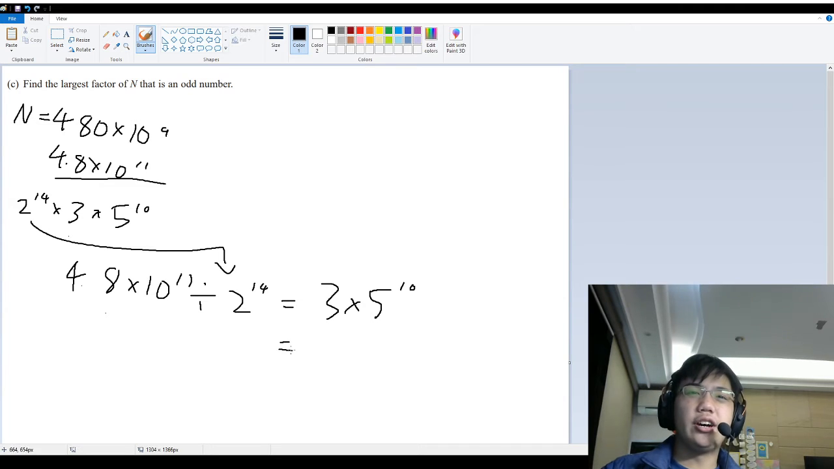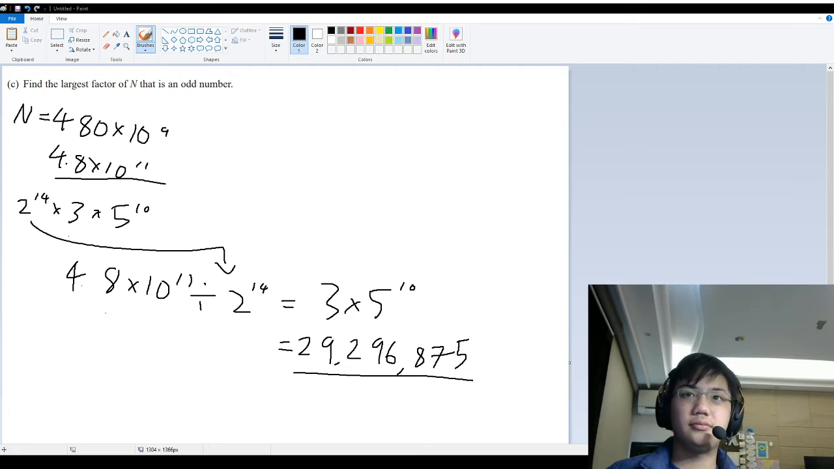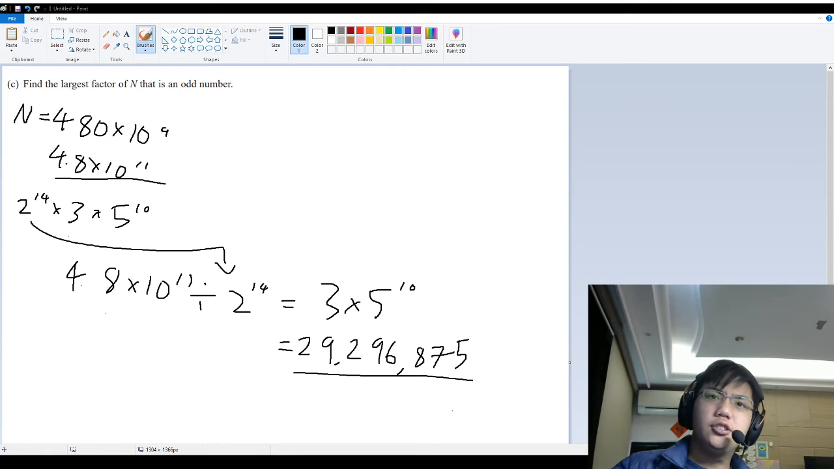And if you put that into your calculator, you get 29,296,875, which is a very large number. And according to this question's answer, that is the largest odd factor of 4.8 times 10 to the power of 11. So that out of the way, let's get into the next question.